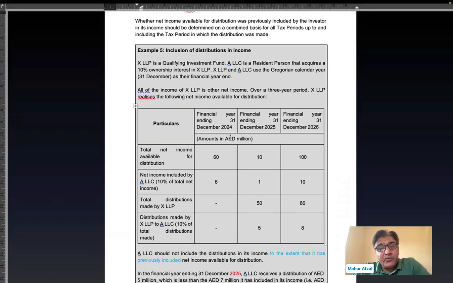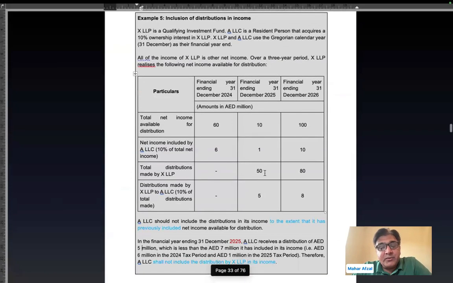So in 2024, this is the income. 25, this is income. 26, this is income. 10% held by ALLC. 6, 1, 5, this is 10. We need to consider, as we discussed in our presentation, an overall basis. The total distribution of 50 out of this ALP 5.